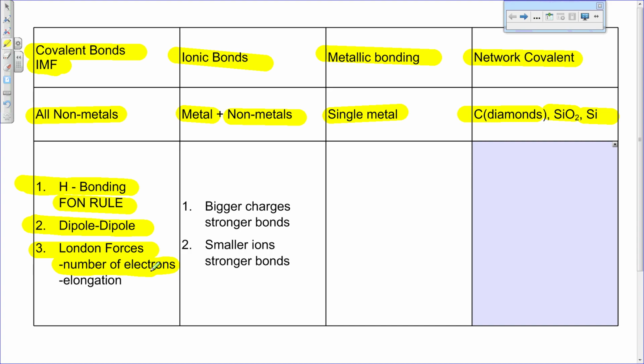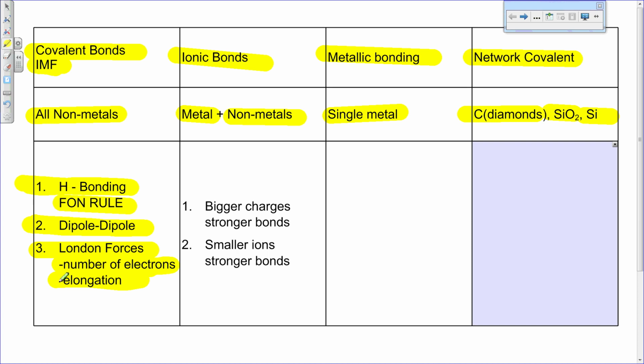You'll see that. The other thing is elongation. The longer a molecule is, the easier it is to get distorted. So if you're comparing two molecules and one's more elongated than the other, and I'll show you this coming up, then you know that it has greater London forces, because you're going to be asked to rank these. Those are the 2 criteria for London forces.